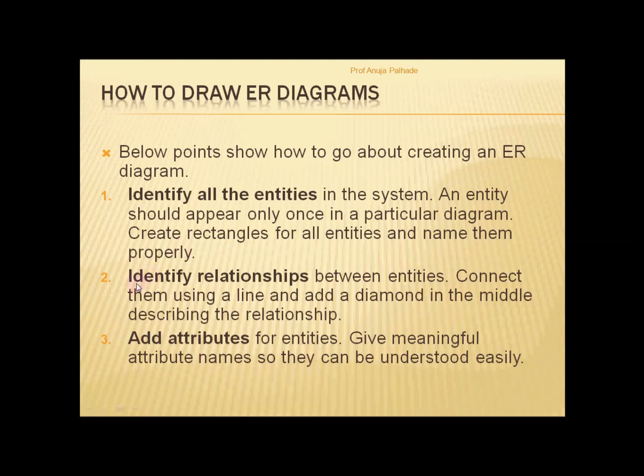The second point is to identify the relationships between the entities. Once you are done finding the entities, you must find out the relationships between all the entities. Connect them using a line and add a diamond in the middle to describe the relationship between two entities. Third point, add the attributes. For each entity, give meaningful attribute names by using the oval symbol so that they can be understood easily.